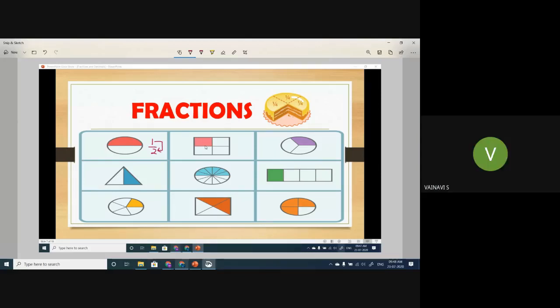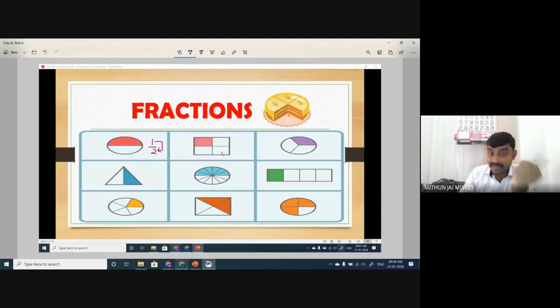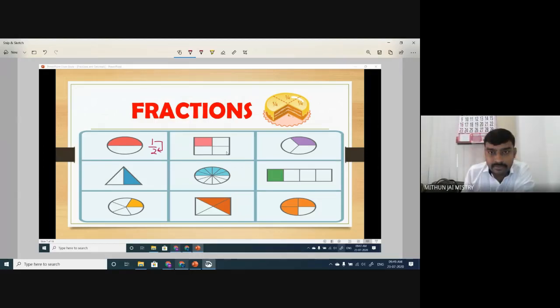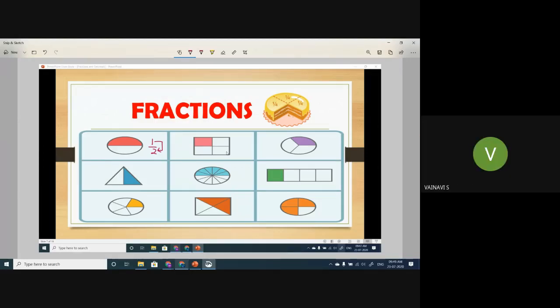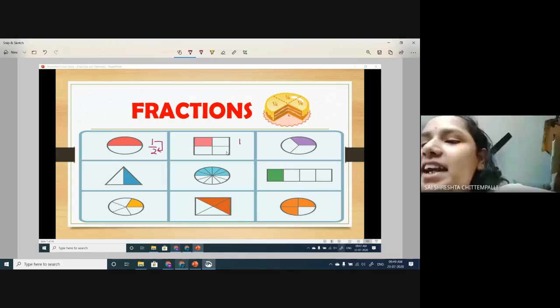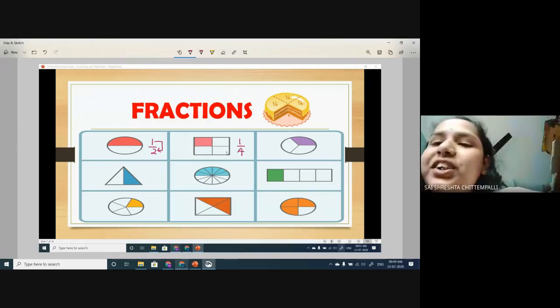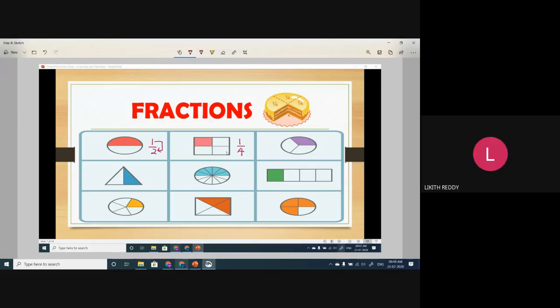Look, the second one. Okay, tell me what is the answer? How many parts are shaded? 1 by 4. How many parts are shaded? 1 by 4.